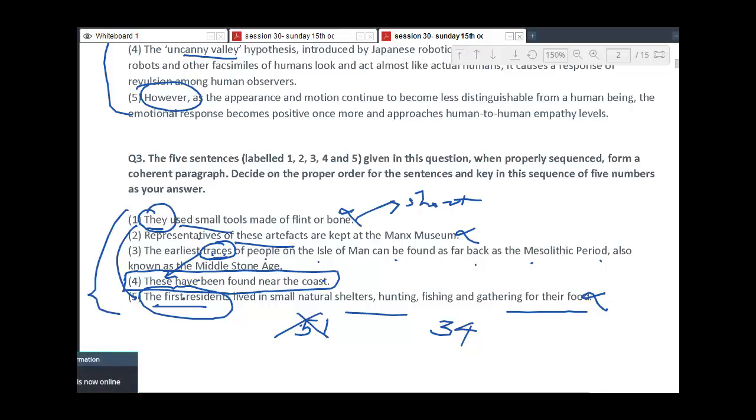After this, what can I say? The first residents lived in small natural shelters. The earliest traces, and therefore the first residents, correct? We will come to that as well, don't worry. So I would go to 3, 4, 5. And we can say that the first residents used tools. So I can say 3, 4, 5, 1.